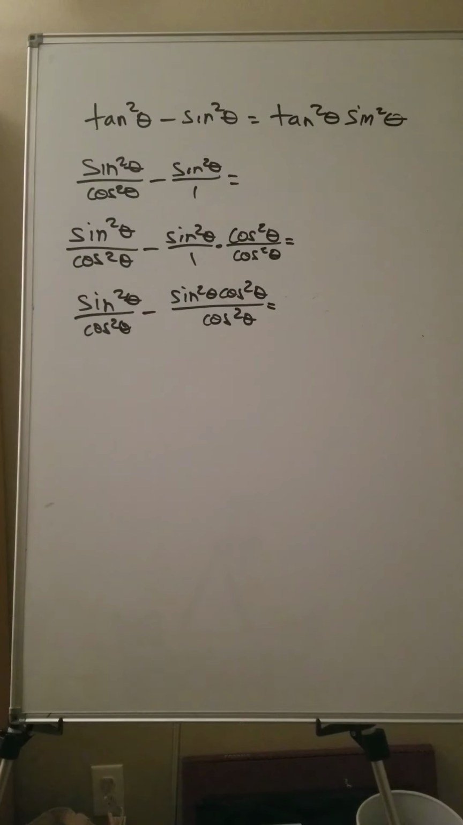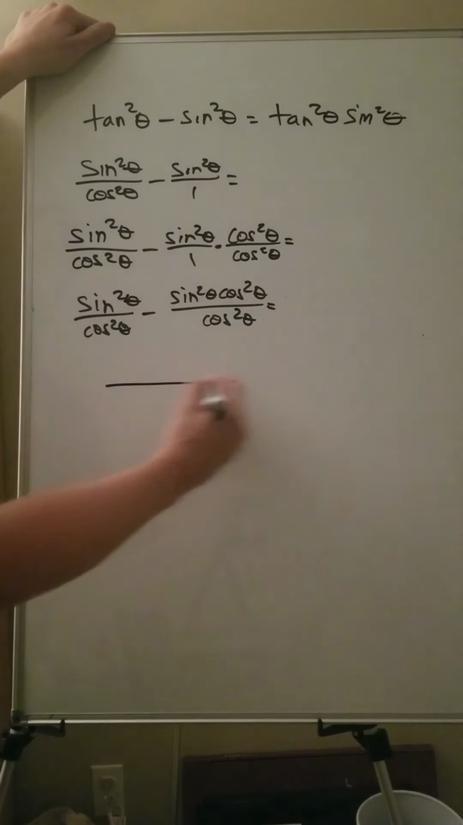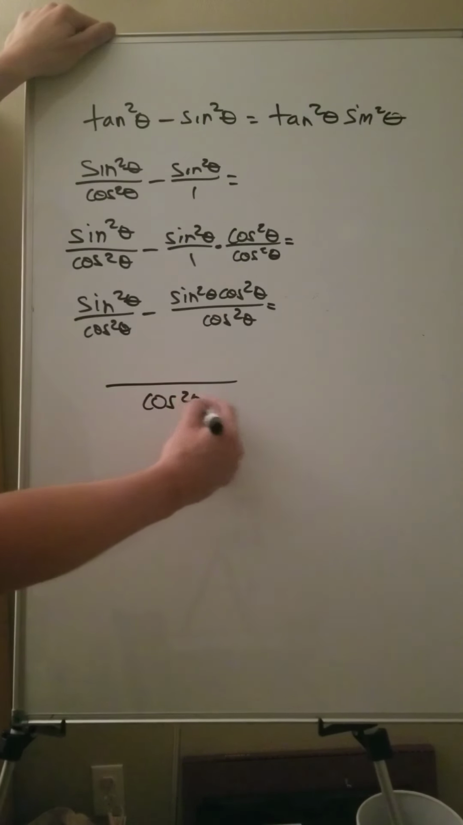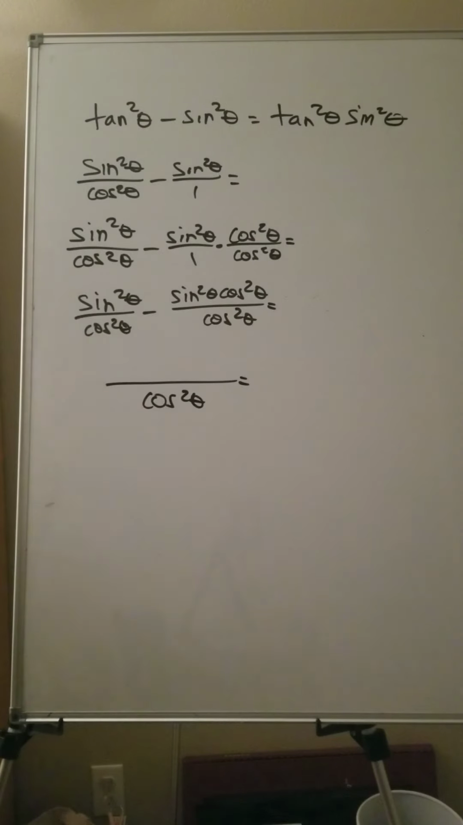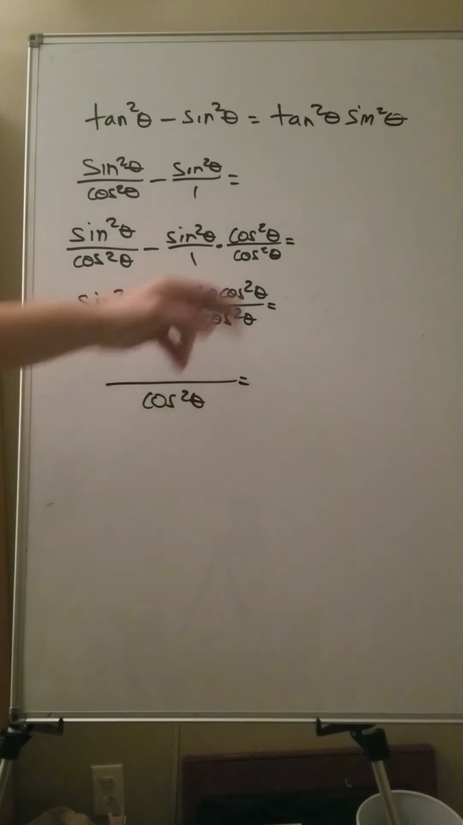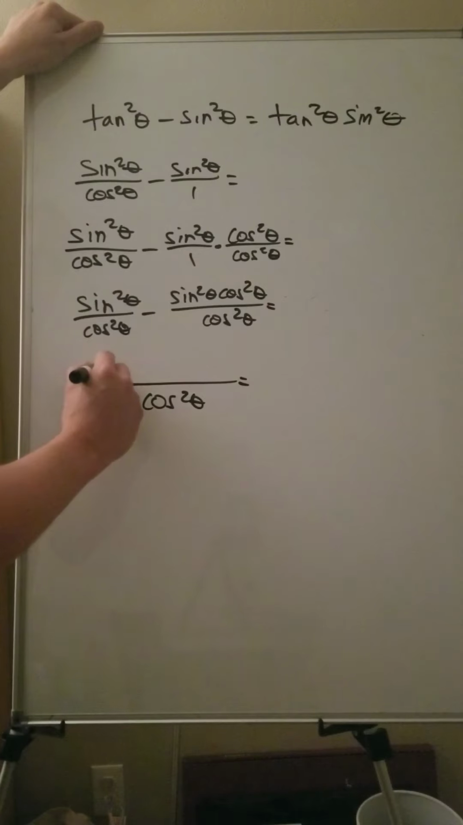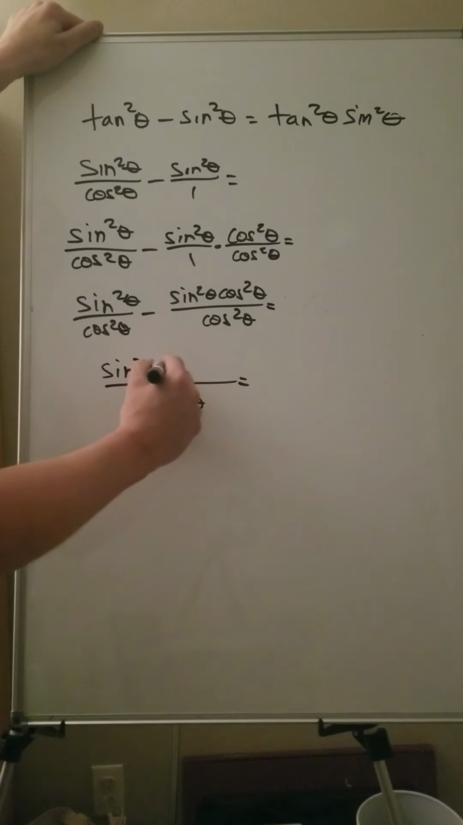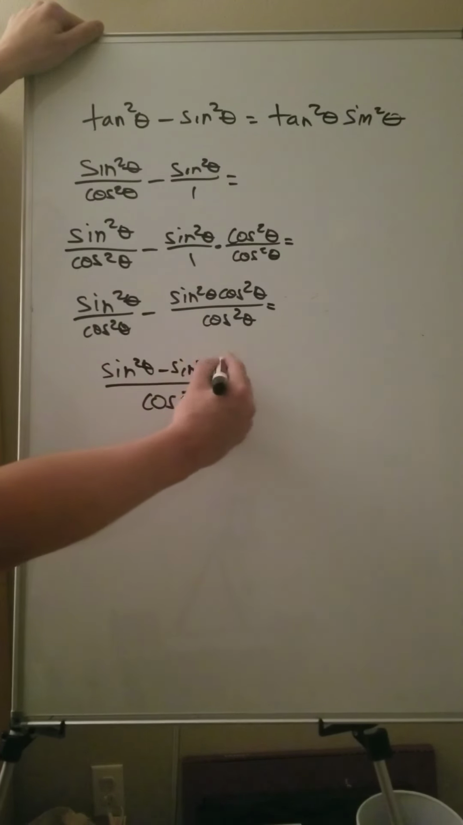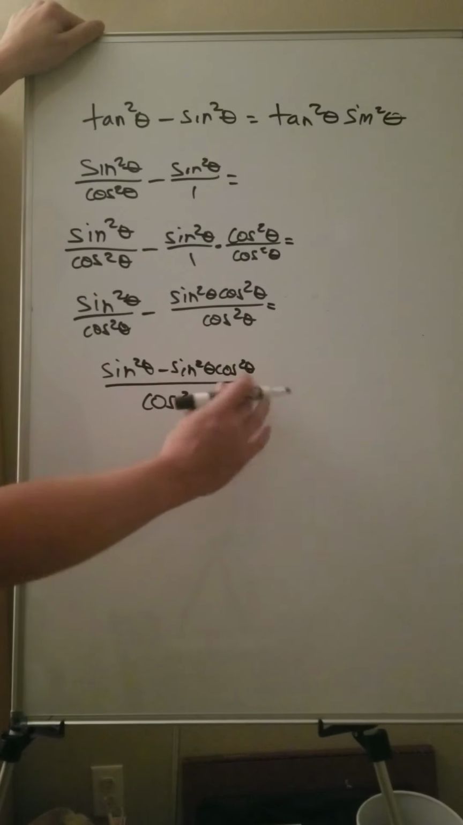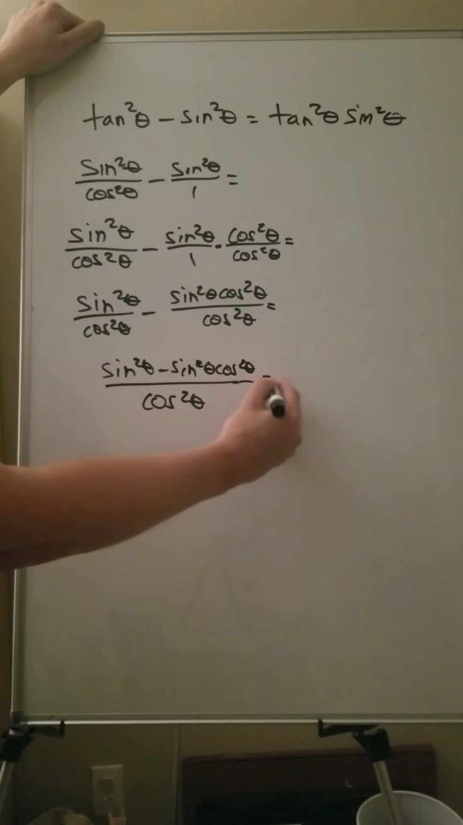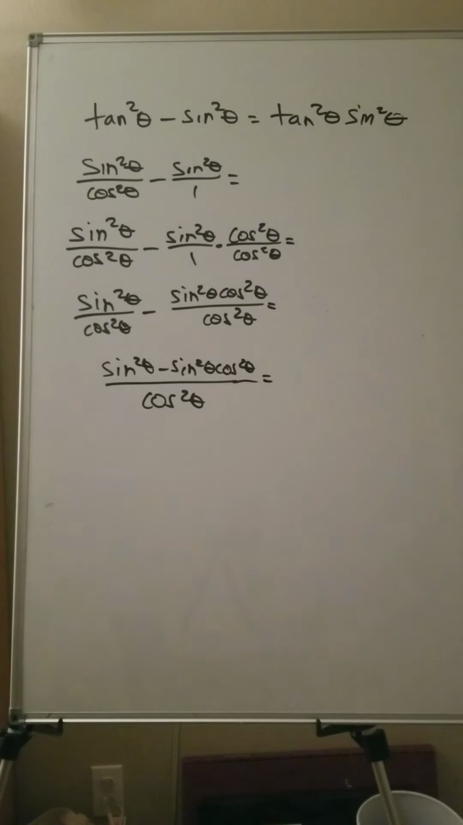Now that I have common denominators, I can write this as one fraction. So this is all over cosine squared theta. On top I have sine squared theta minus sine squared theta times cosine squared theta. So this is sine squared theta minus sine squared theta cosine squared theta. Well, that's not what I'm trying to get. I'm trying to get just tangent squared times sine squared. Let's see what we can do.